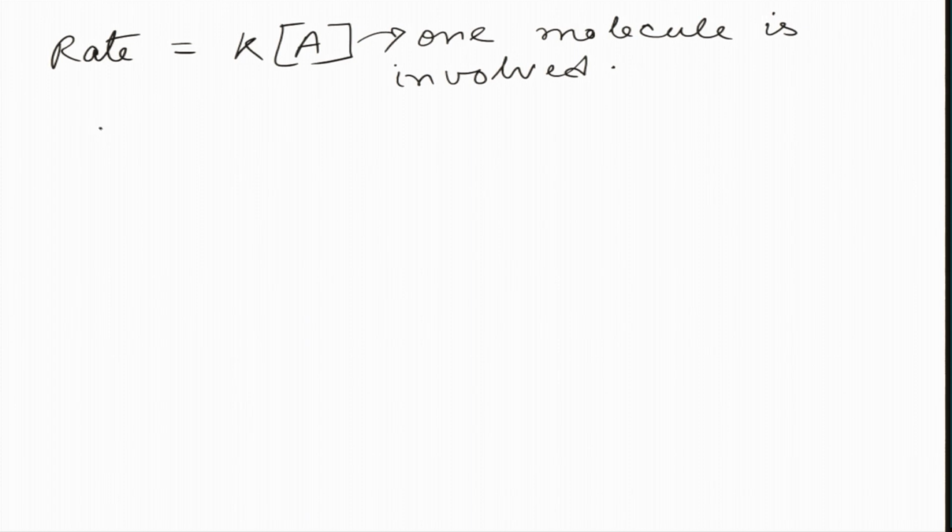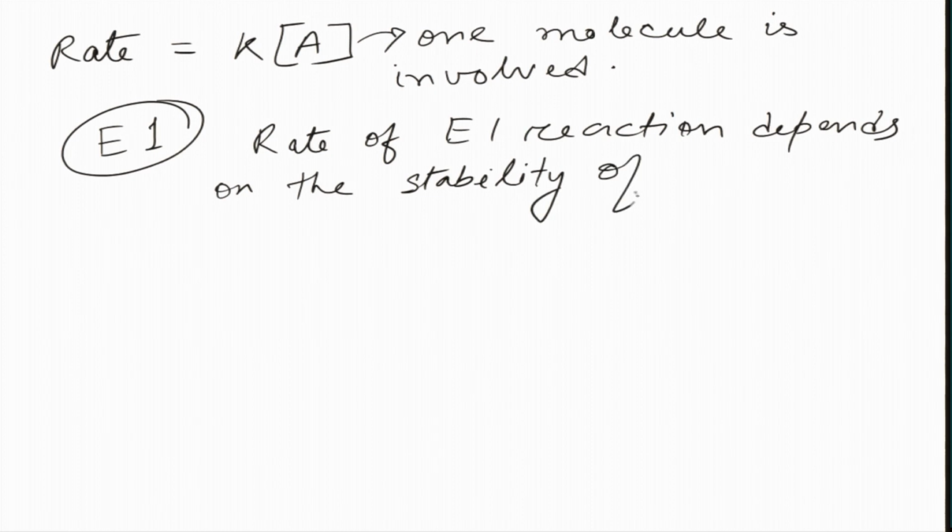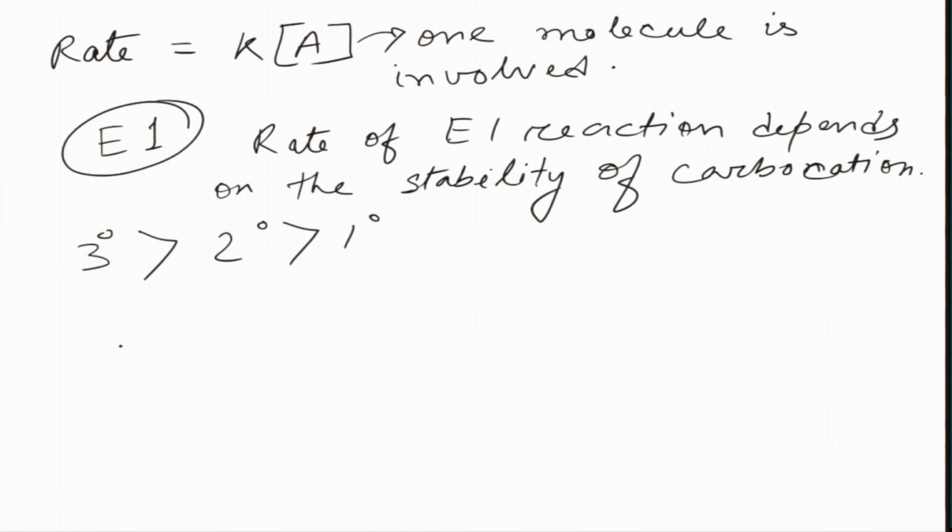That is why it is termed as E1, elimination unimolecular. So, the rate of E1 reaction depends on the stability of the carbocation. So, we know that stability of carbocation rises like this: tertiary greater than secondary greater than primary, right.